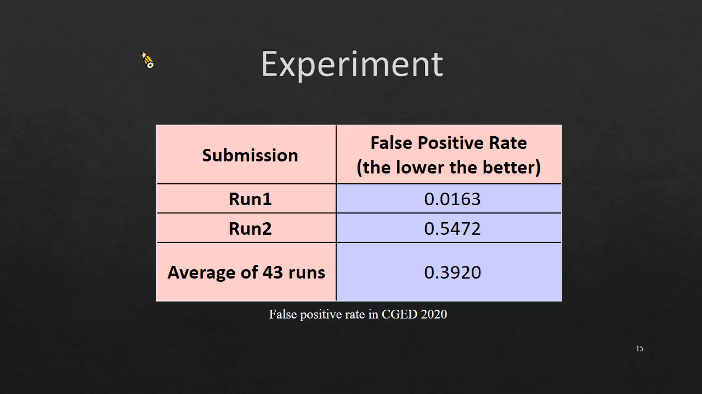This is the result of our system. We mainly focus on the false positive rate. The lower the better. Our first run got 0.0163 false positive rate. This is the lowest false positive rate this year. The average of the runs is 0.3920.